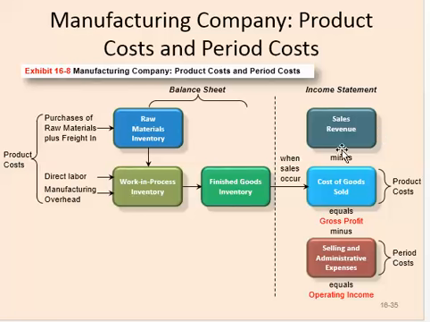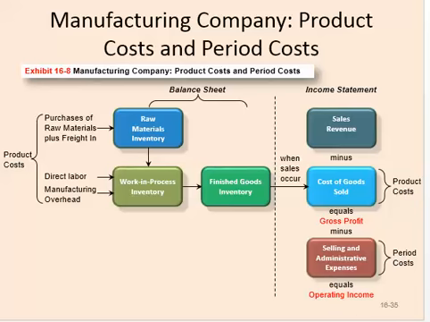Once it's finished and we sell it, it moves into cost of goods sold. So there it goes from our balance sheet to our income statement, where we take our revenue minus our expenses to get gross profit, and minus our selling and administrative to get operating income.